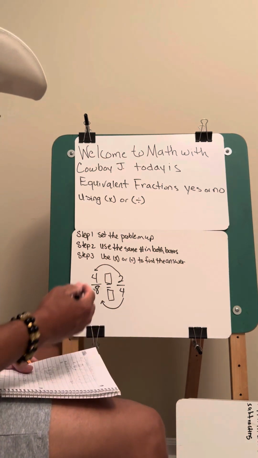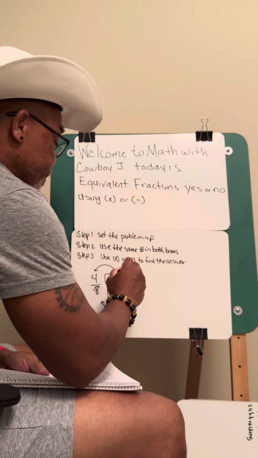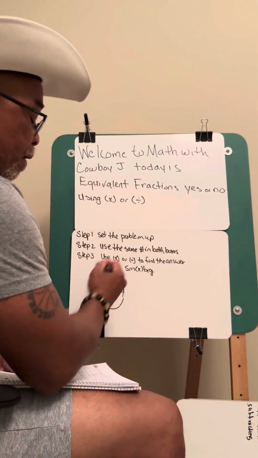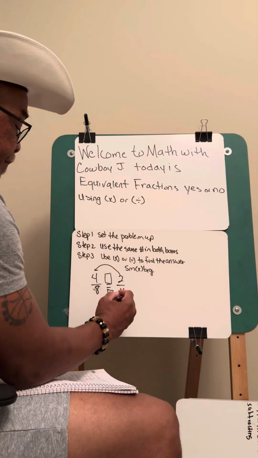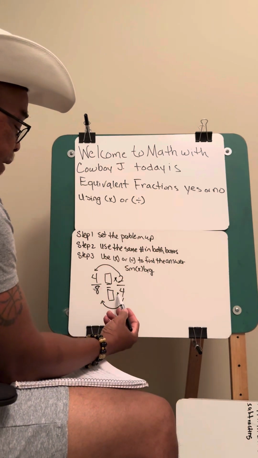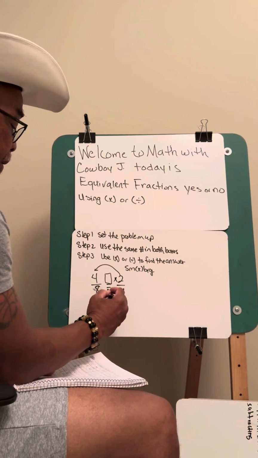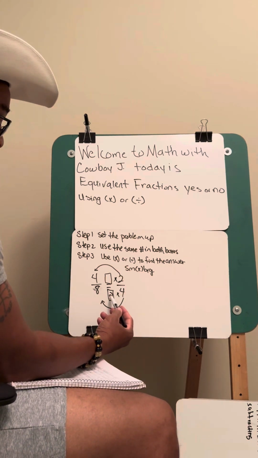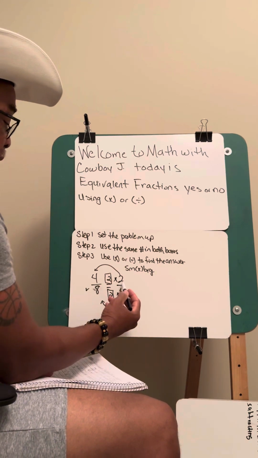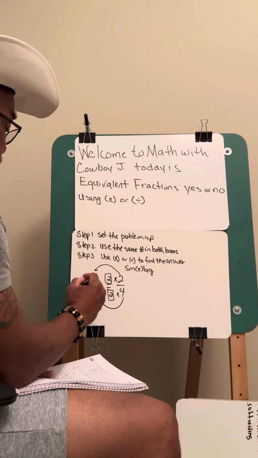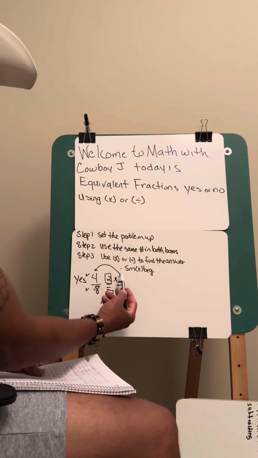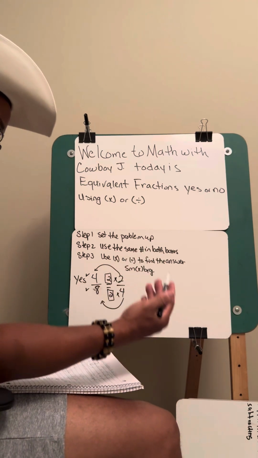All right? So if I'm going from a small to a big, I'm going to multiply. So I'm going to make my own math problem in here. 4 times blank equals 8. 2. So I use a 2 here. I have to use a 2 here. So 4 times 2 is 8. Check. 2 times 2 is 4. Check. The answer here is yes. So 4/8 and 2/4 are equivalent.